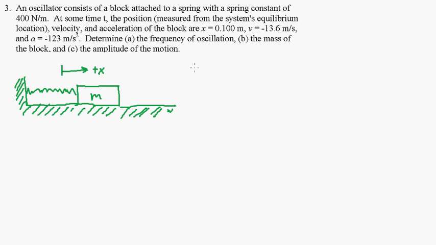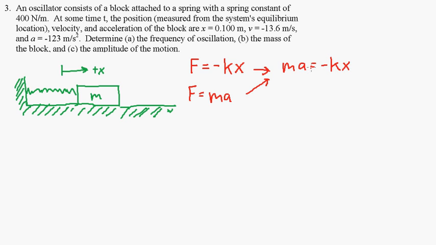Now, recall how the spring force works on this block. The force from the spring is going to be negative k times x, right? So we know the spring constant, don't we? And we know what this x is right now. So we know what the force is. Recall also, force equals ma. So now you can put these two together, and you can say ma equals negative kx.